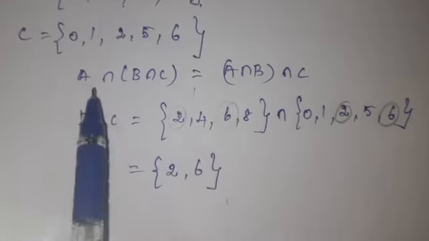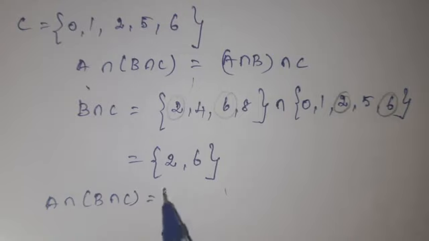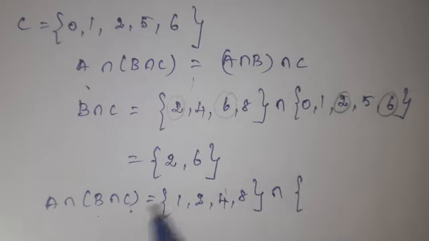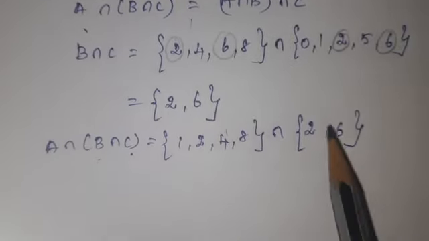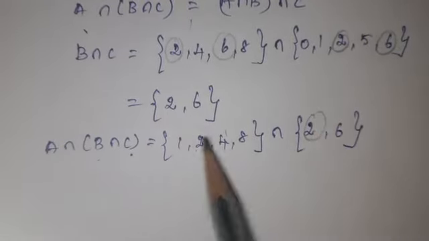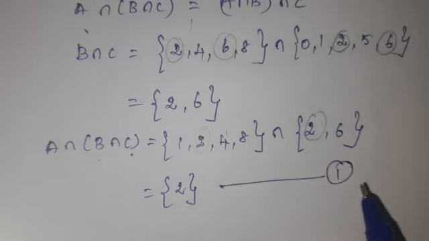Next you should find the full part of the LHS side. LHS side is A intersection, B intersection C. A set is 1, 2, 4, 8. The B intersection C answer is 2, 6. Now you should see which element is common. The common element is only one element, that is 2. Therefore the answer is 2. This is the LHS side part. You should mark it as 1.